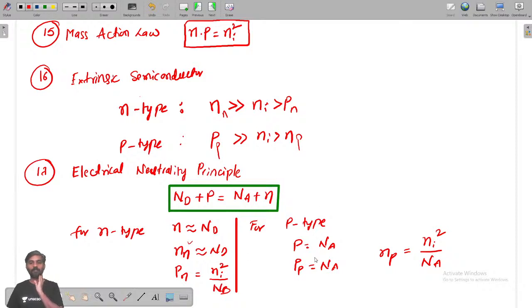For p-type, with acceptor concentration, Pp is equal to Na, and Np, that is electrons in a p-type material, is equal to Ni square by Na. This is the 17th formula.